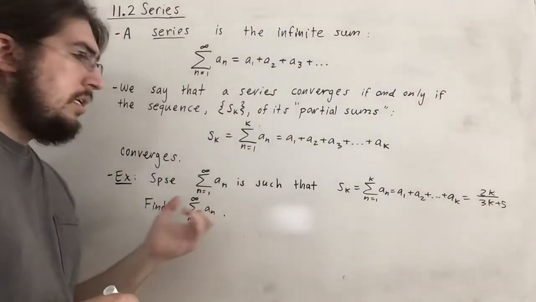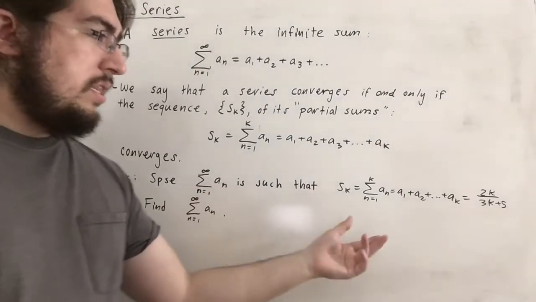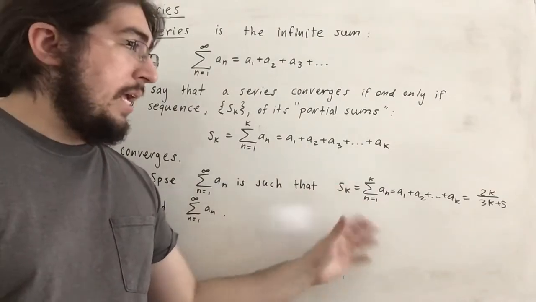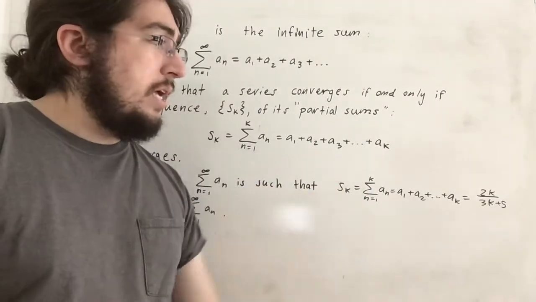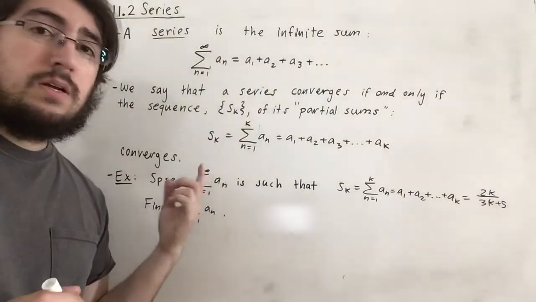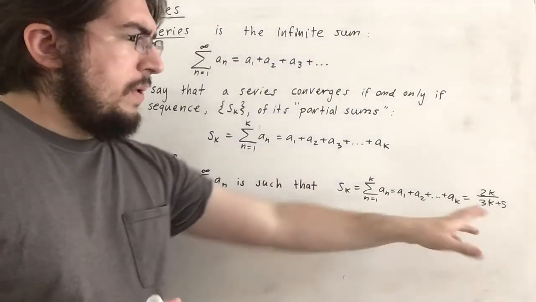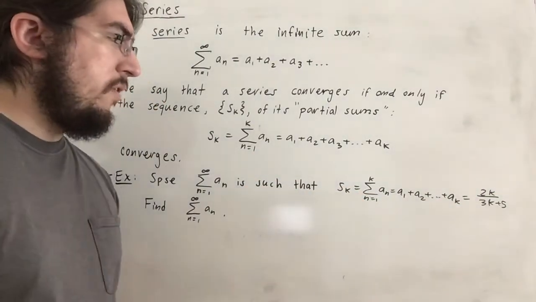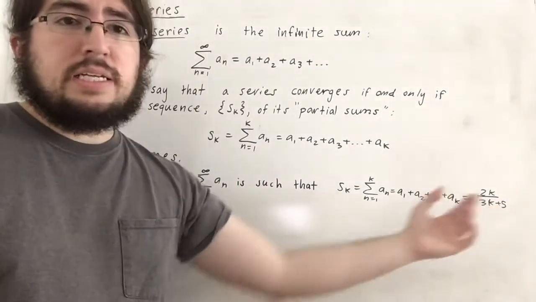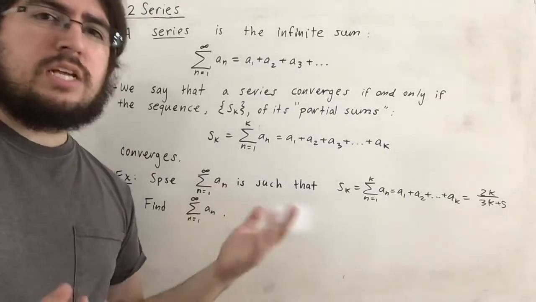As an example, suppose we have a series of terms a sub n such that the kth partial sum, meaning stopping at some number k, is 2k over 3k plus 5 for all k. Meaning that if you were to actually find the first partial sum, it'll be 2 over 3 plus 5, so it'd be 2 over 8, which is 1/4. If you wanted to find the second partial sum, plug in 2 into this, and that'll give you the second partial sum.